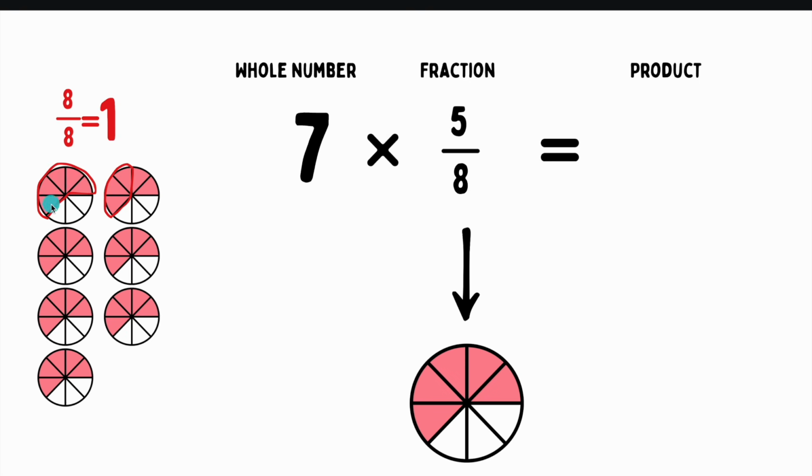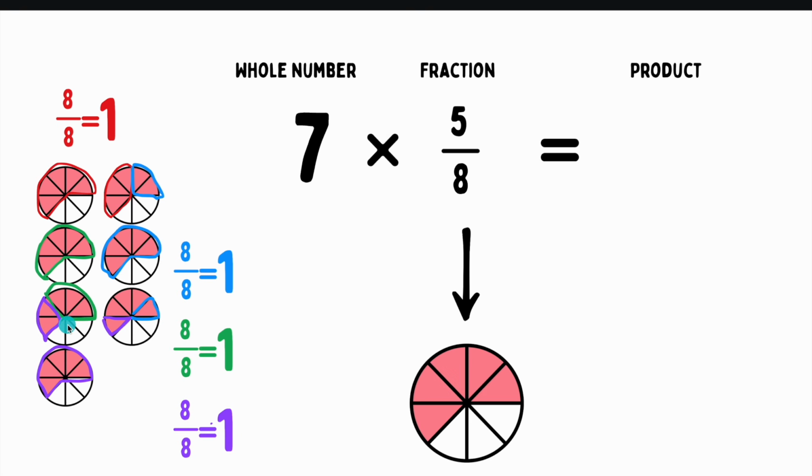I notice that we have 5/8 and 3/8, which makes 8/8, which makes one whole. Let's combine some more. We have 2/8 plus 5/8 plus 1/8. That makes another 8/8, which makes another whole. Here we have 5/8 plus 3/8, which makes 8/8, one whole. Lastly, we have 2/8 plus 5/8 plus 1/8, which makes another 8/8, one whole.